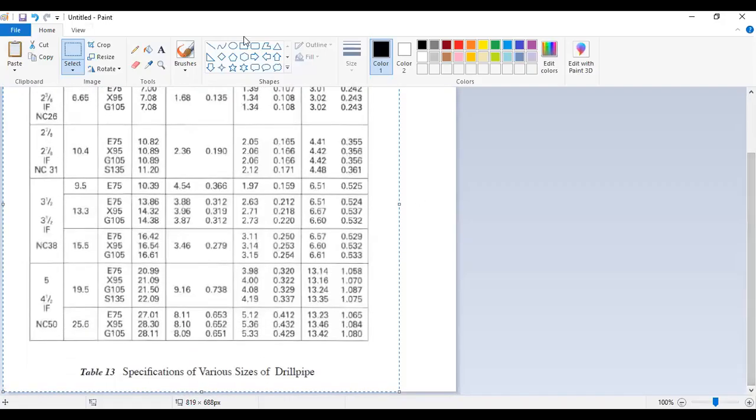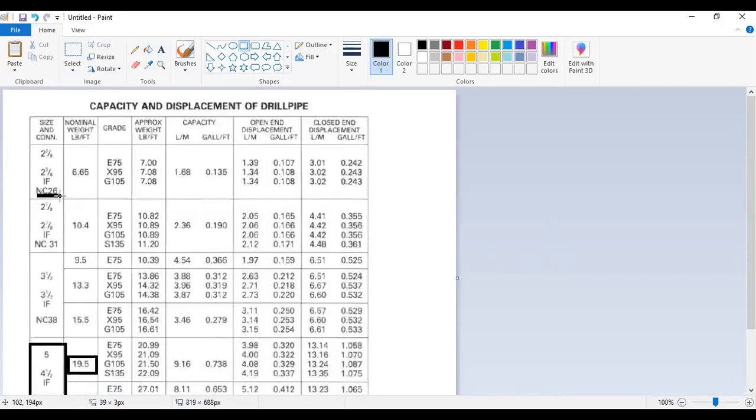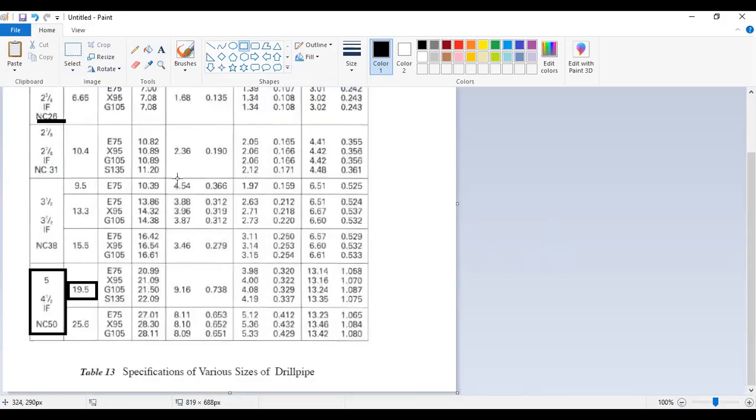Okay, here's the pipe, and what we are talking about is this section. Based on the 5 inch outer diameter of the pipe, as I said, the 19.5 we are talking about here is without the tool joints. We have to consider the weight of the tool joints also. First we have to look at what kind of connections we have. We have NC26, NC31, NC38, but the one in our question is NC50, 4.5 in connection, IF connection, this one.